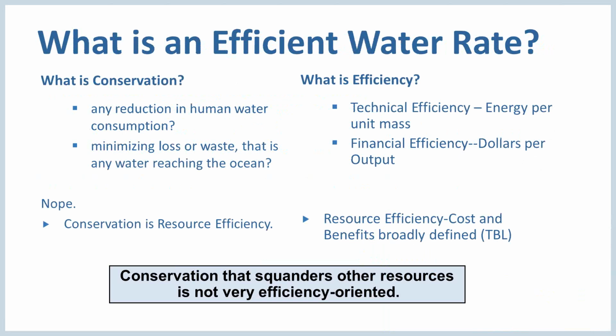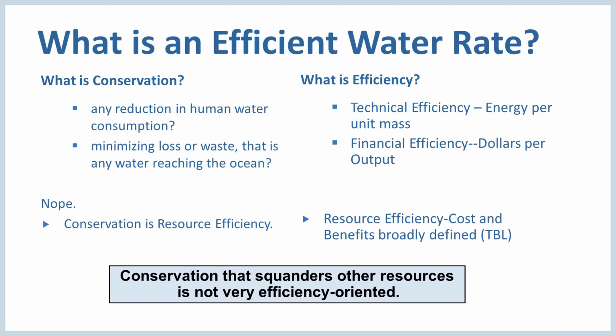So what is an efficient water rate? To do that, you have to answer what conservation is and what efficiency is. Turns out there are different definitions of conservation that are used. Any reduction in human water consumption, you maximize that by getting rid of humans. Minimizing loss or waste, that is any water reaching the ocean or any other receiving body, and you maximize that by building as many dams as you can. I'm rejecting both of those simplistic definitions, and I'm using conservation to mean something no different than resource efficiency.